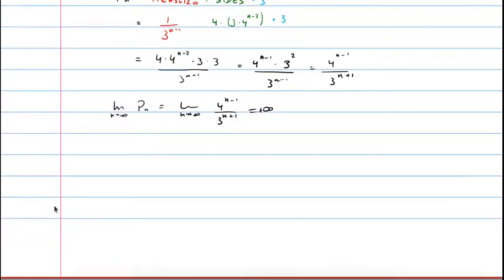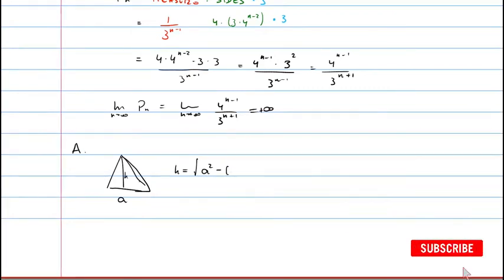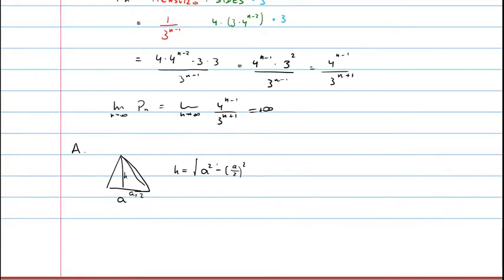Now let's calculate the area. Given any equilateral triangle, let's say this triangle has sides of length a. To calculate the area, we need the height. And the height is going to be the square root of the hypotenuse a squared minus a over 2 squared.